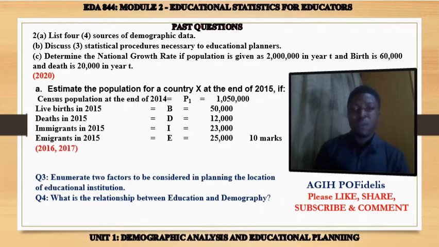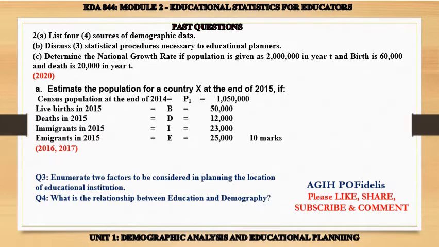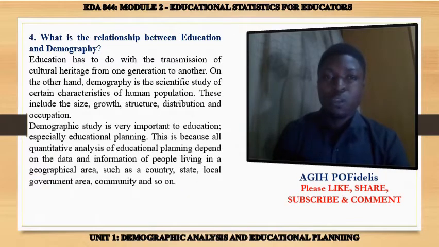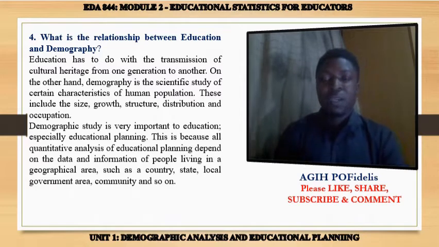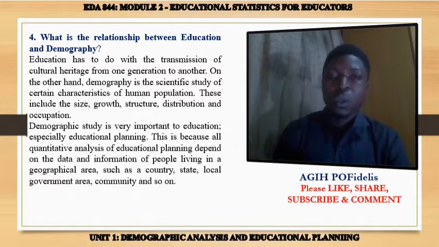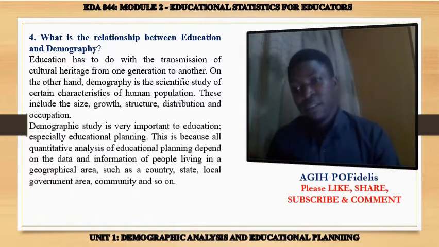We have other questions added here. Enumerate 2 factors to be considered in planning the location of educational institution, and the fourth question to consider will be, what is the relationship between education and demography? Let us begin our discussion by answering the fourth question raised in this presentation. What is the relationship between education and demography?